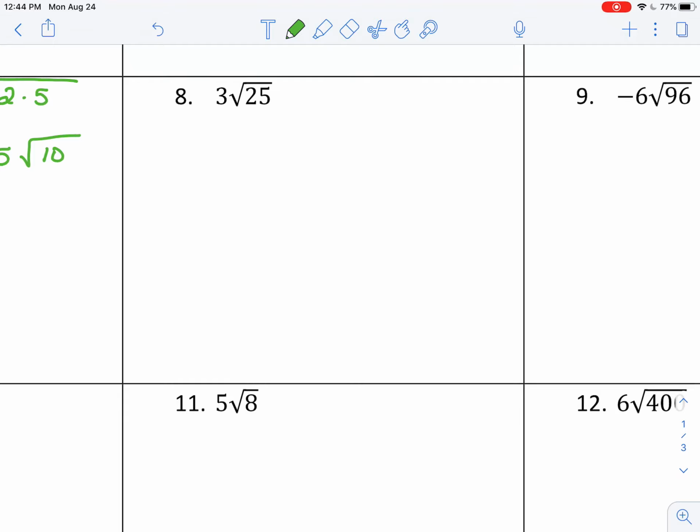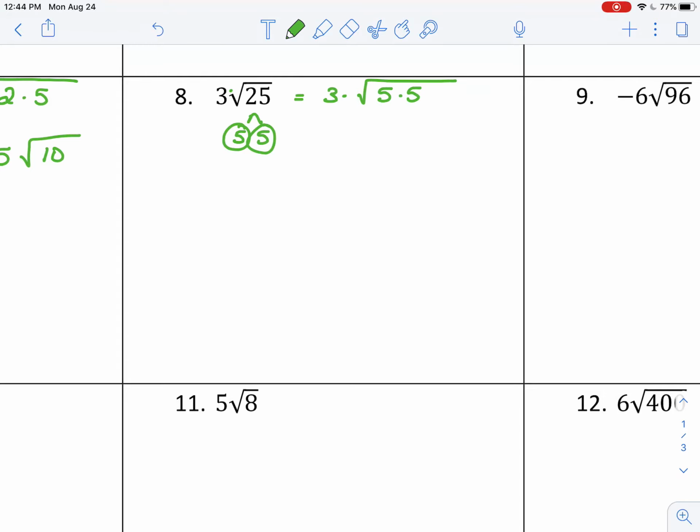So don't think that everyone has to simplify. Number 8, 3 square root 25. So I'm multiplying by that 3. I'm going to break apart the 25. 25 is made up of a 5 times a 5, and those are both prime. They can't be broken apart any further. So when I rewrite this, I will have a 3 out front. I'm multiplying, and in the radical, I'm going to put my 5 and my 5.